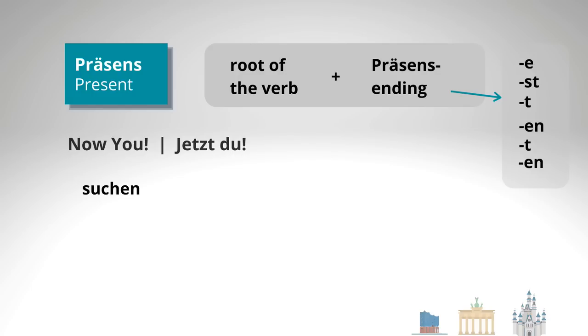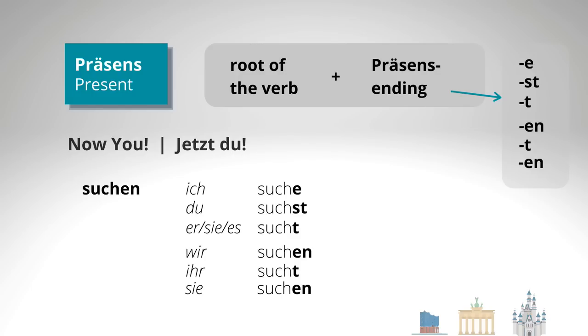And then we add the Präsens endings. So we have ich suche, du suchst, sie es sucht, wir suchen, ihr sucht, and sie suchen. One more time. Ich suche, du suchst, sie es sucht, wir suchen, ihr sucht, and sie suchen.